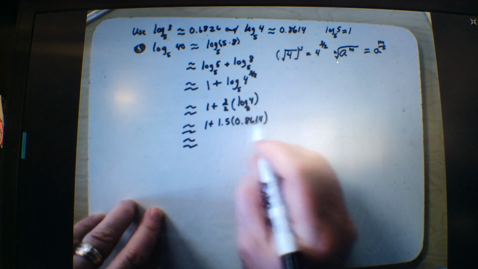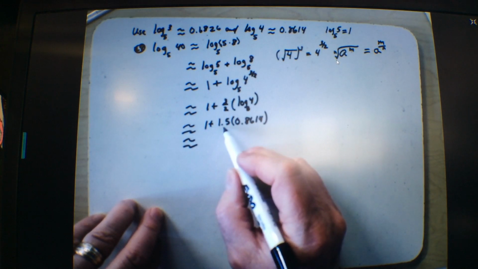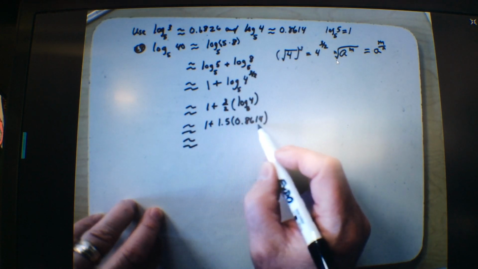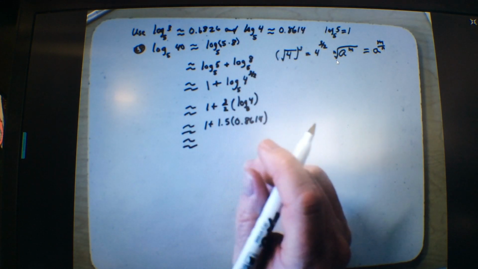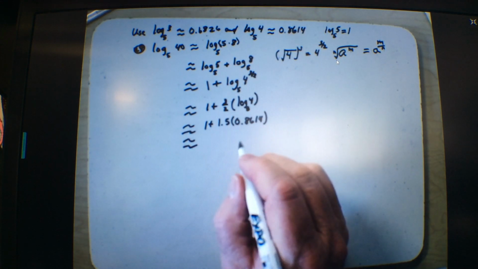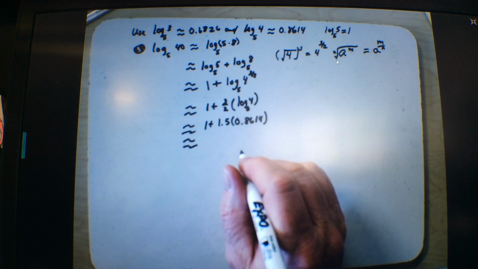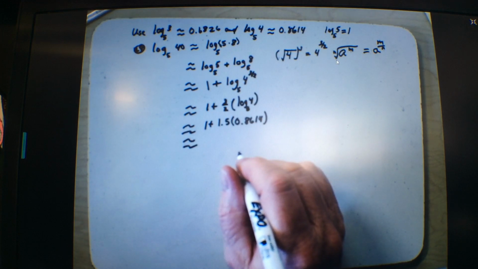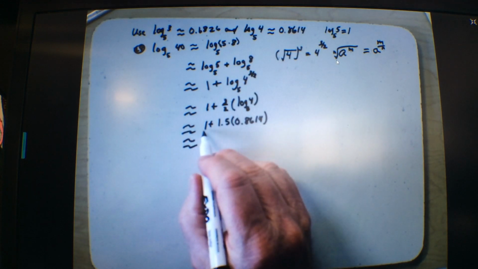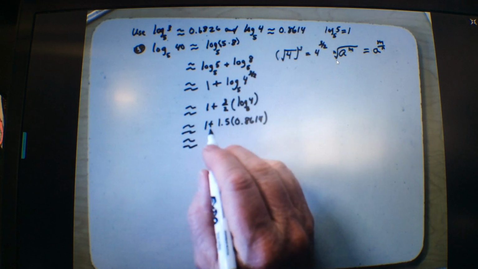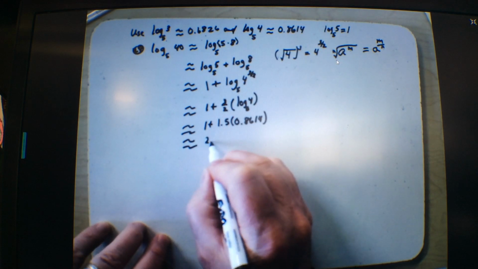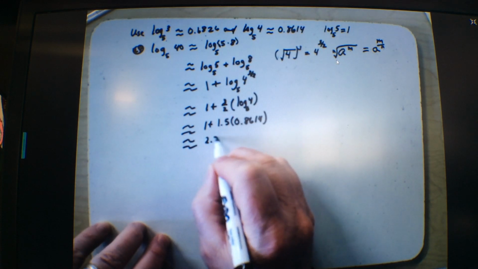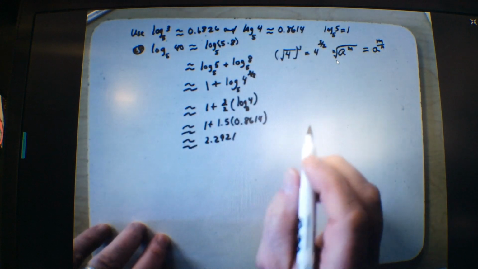1 plus 1.5 times 0.8614. You'll do this first, your calculator will do that. Tell me what it is to 4 decimal places. 1.2921. Did you add 1? Not yet. Okay, add 1. Just add 1 to it. 2.2921. Okay?